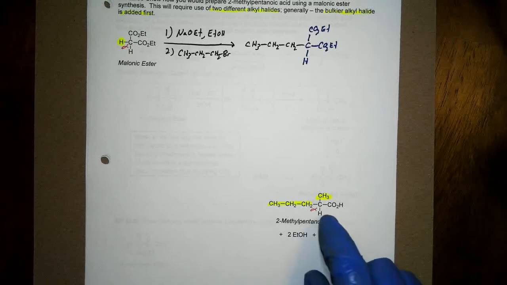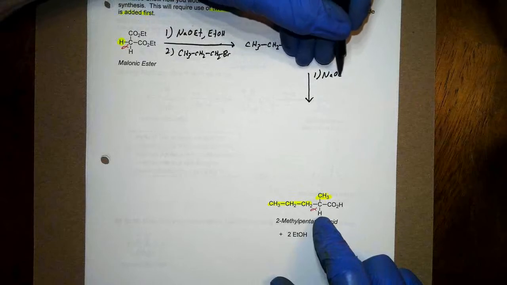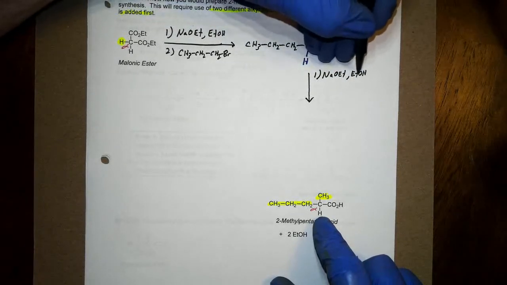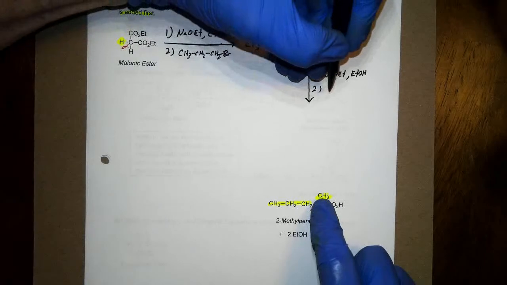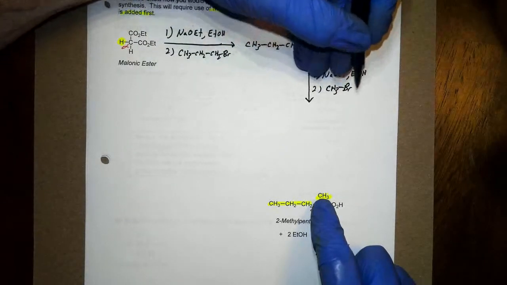All right, now, you're going to add the second R group. How do we do that? Just like we did before. You need to add sodium ethoxide again, and you need a solvent, ethanol. And then now, you got to count the carbons. Oops, there's only one. So we need a source of methyl groups. I'm going to choose methyl bromide.